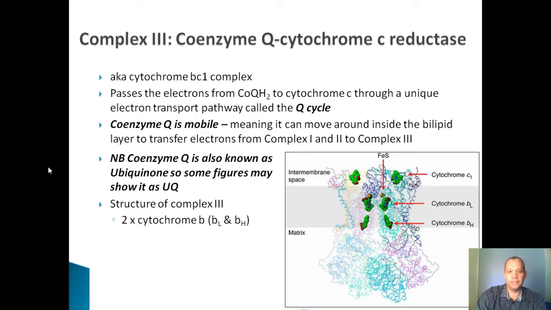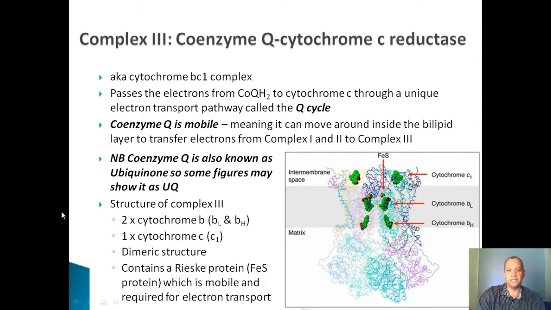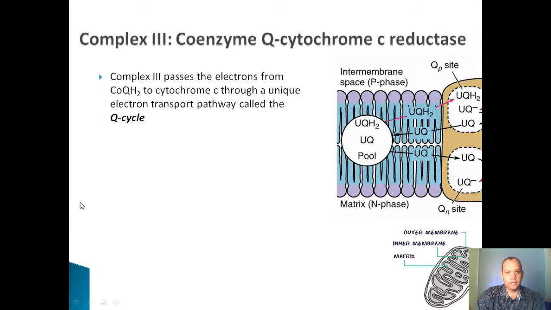So the structure of complex 3: it consists of two types of cytochrome B called cytochrome BL and cytochrome BH. It consists of one cytochrome C called cytochrome C1. Now this shouldn't be confused with the mobile cytochrome C, which is where our electrons end up after passing through this complex. It's going to end up on mobile cytochrome C that will shuttle it onto our electron transport chain complex 4. This cytochrome C1 that we're referring to here is actually part of complex 3. The complex also has a dimeric structure and contains a so-called Rieske protein, which is a type of mobile iron sulfur protein which is required for electron transport within this complex.